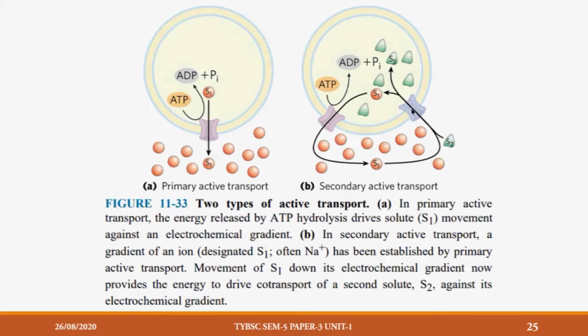Now what happens? This particular solute will try to enter your cell through this particular transporter which is undergoing a secondary active transport. Now along with this molecule, another solute, called S2, also will enter the cell. Okay, so two of them are going to enter the cell. As we can see, your solute is going from a region of low concentration to a region of high concentration. So this is called your secondary active transport system.